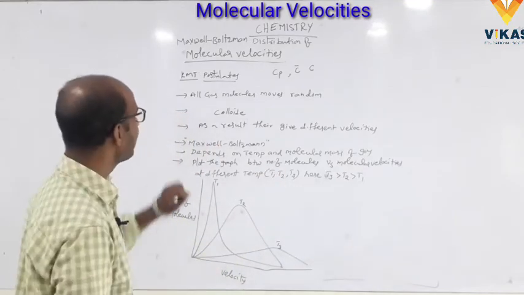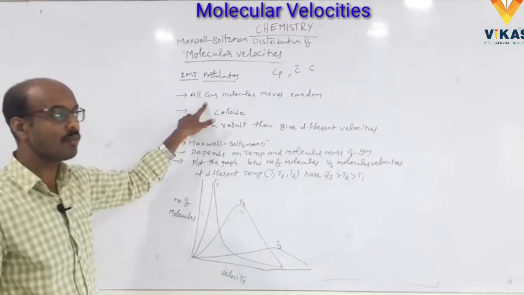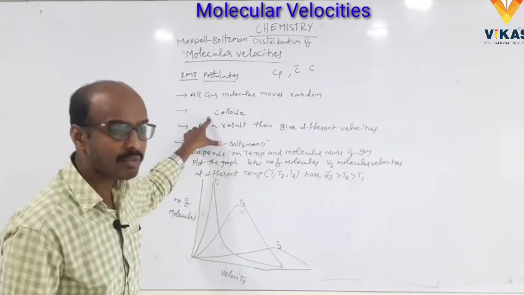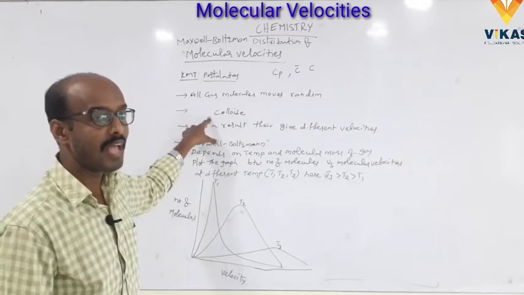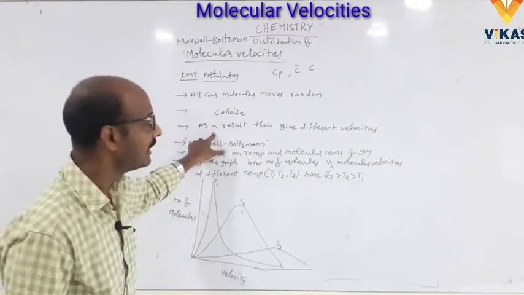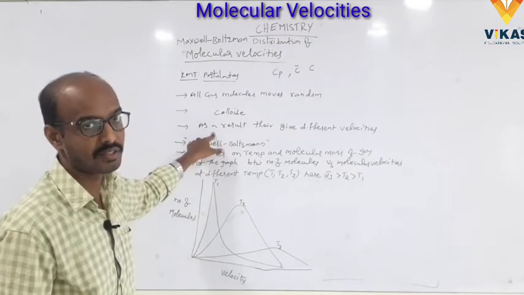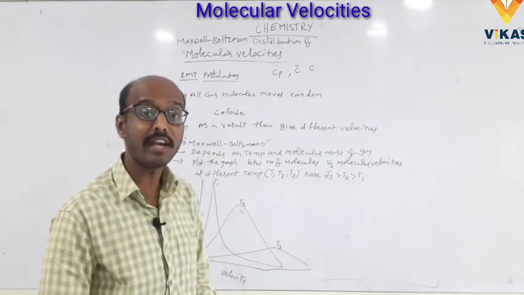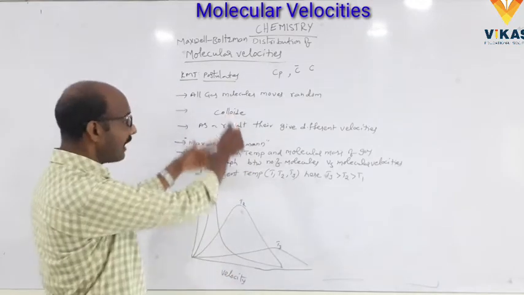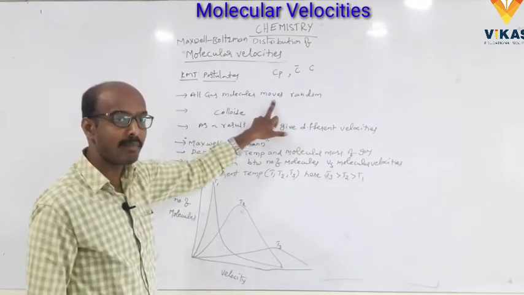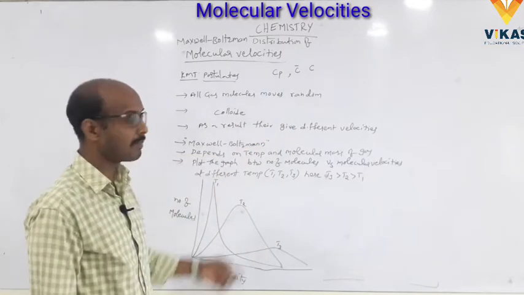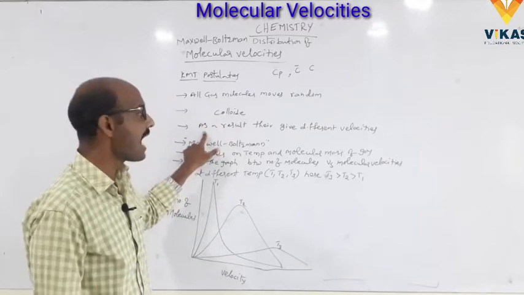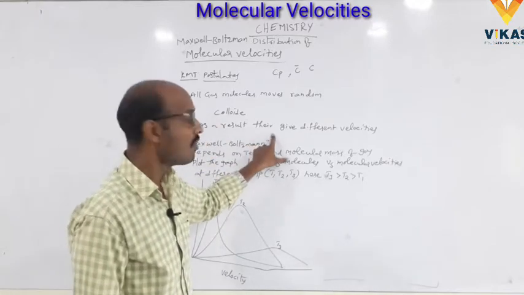Okay, once again I will repeat it. All gaseous molecules move randomly in all directions. The moving gas molecules collide with each other. As a result, they have different velocities. So all gaseous molecules move randomly in all directions with different velocities, because the moving gaseous molecules collide with each other.